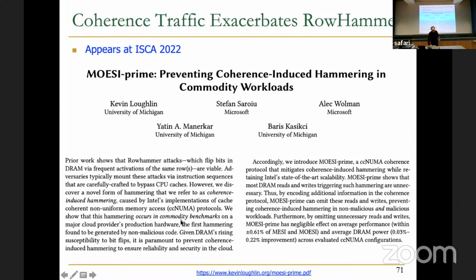Okay, I guess I'm not going to go into it. You should take a look at it, basically. Because of the coherence accesses, you get hammering in this particular case, and it's related to directory implementations. And the way, I mean, they don't explain it a lot here, but the way they fix the problem is basically by changing the coherence protocol. They basically say MOESI prime. If you really want to know what it is, you can take a look at it.